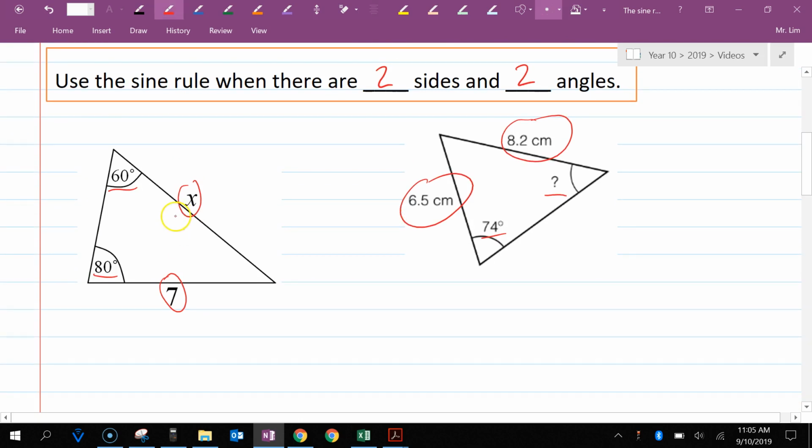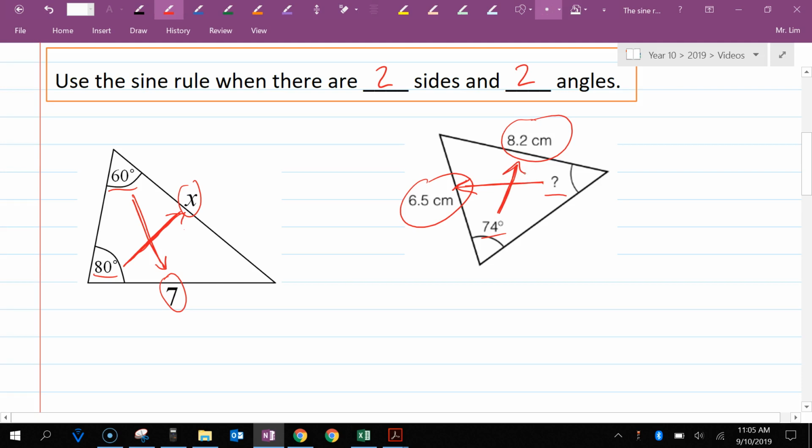This x is opposite the 80. They go together. This 60 is opposite the 7. They go together. This question mark is opposite the 6.5. They go together. And this 74 degrees is opposite the 8.2. They go together.